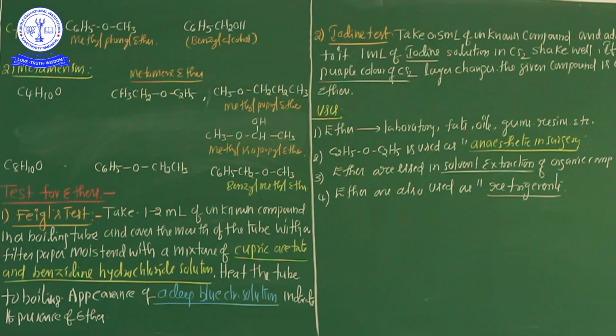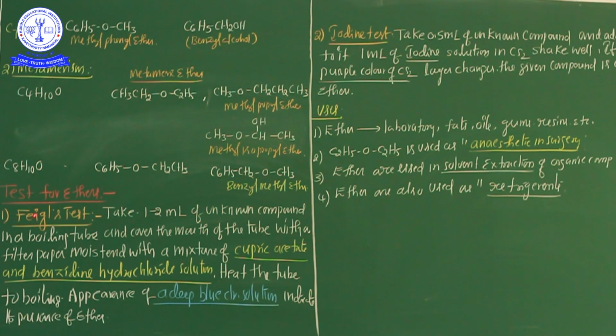Number one is functional isomerism. In functional isomerism, ether shows the alcohol isomeric form, and ether is also easily involved in metamerism. What is metamerism? Two or more ethers having the same molecular formula. These are the isomerism of ethers.